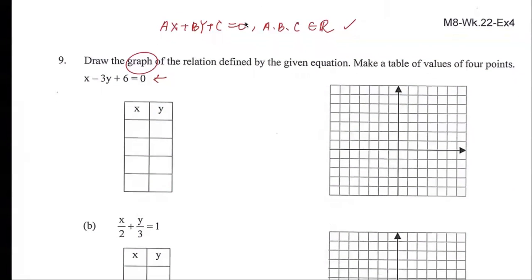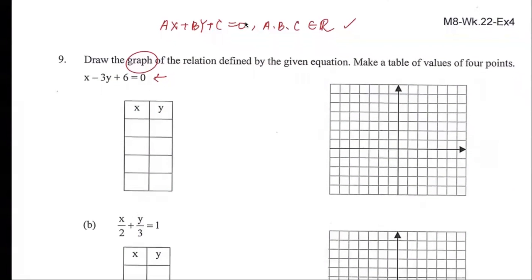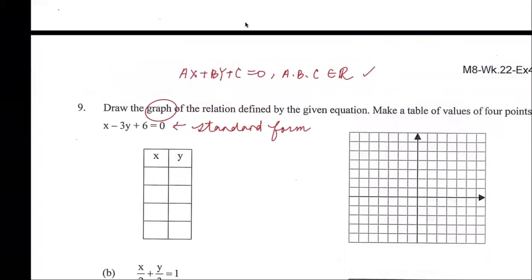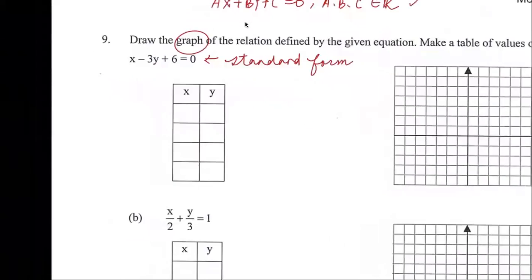So the answer is: x minus 3y plus 6 is equal to 0. This form is the standard form of linear equation. Standard form, okay? So how do we get 4 points? Easy. We take different x values and we find the y values, okay?